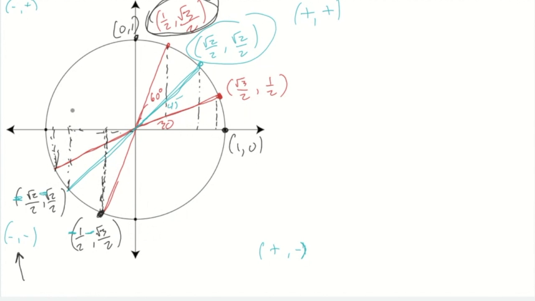So this one is the same size as this one here, which means x is small, y is big. Sorry, other way around. X is big, y is small. X is the long side, y is the smaller side.